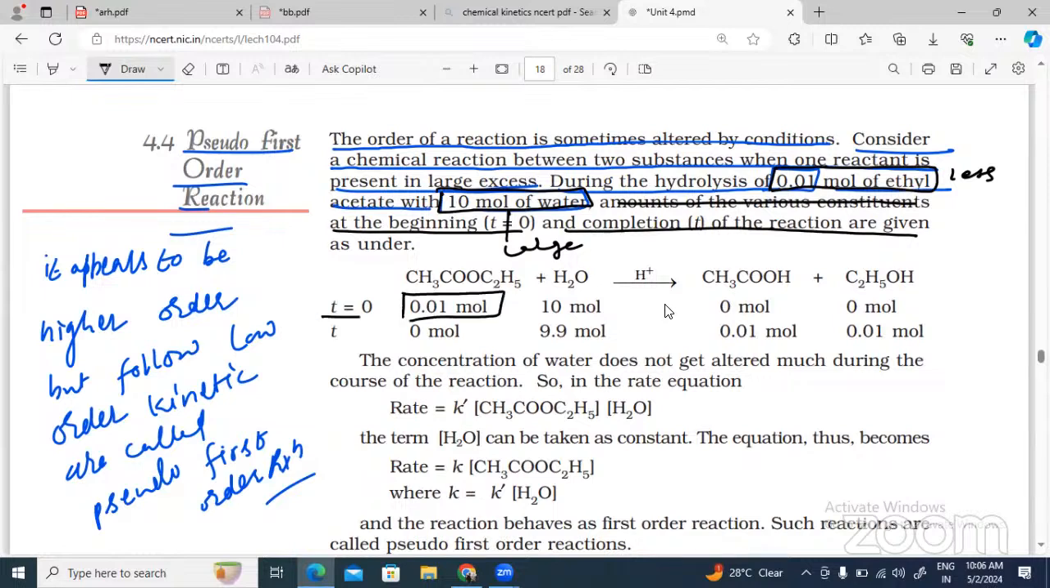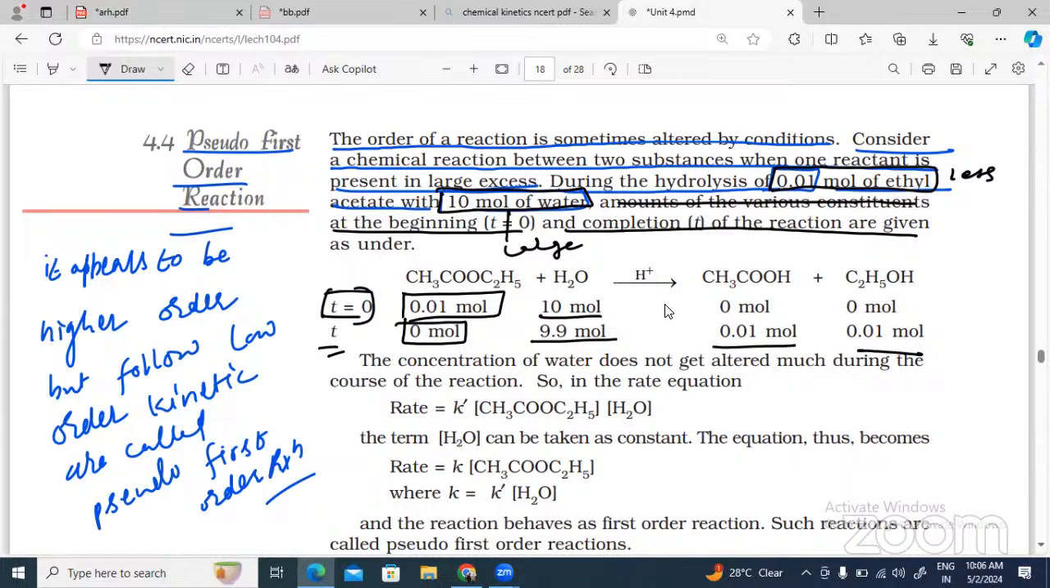0.01 is there. Water is 10 mole. So initially, when time equals 0, no product is formed. At t equal to 10, ethyl acetate is left 0 mole, and H2O is 9.9. This is the product forming.